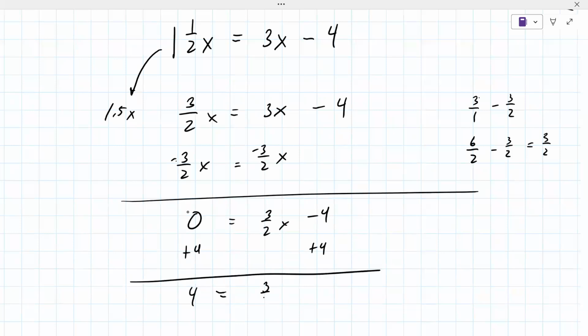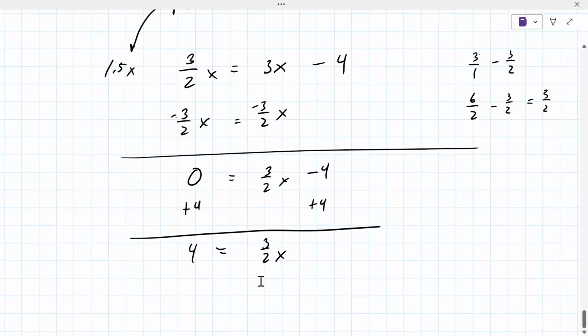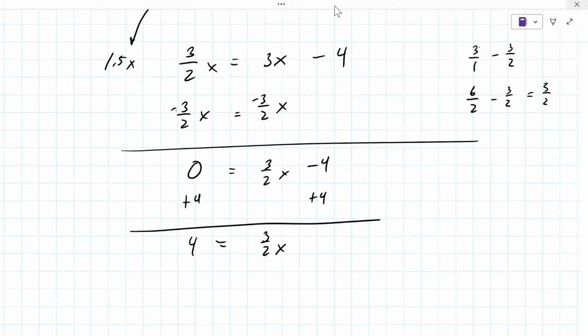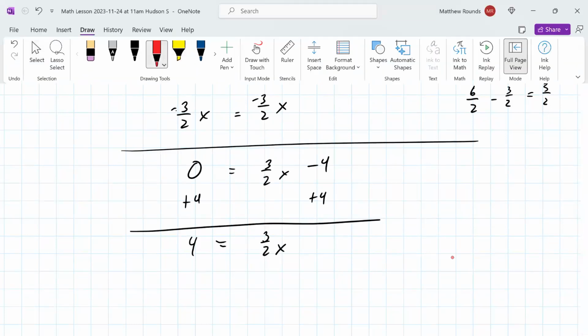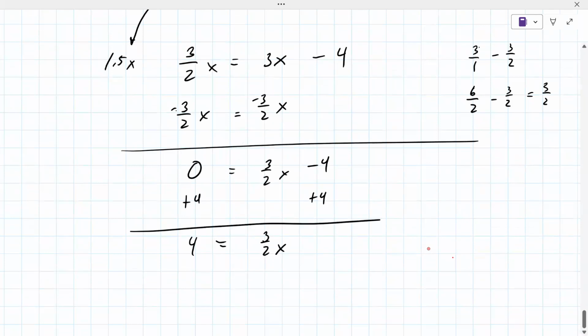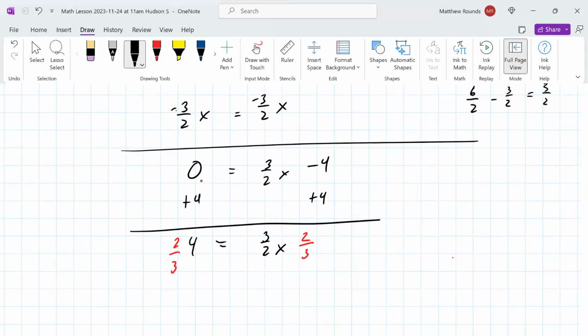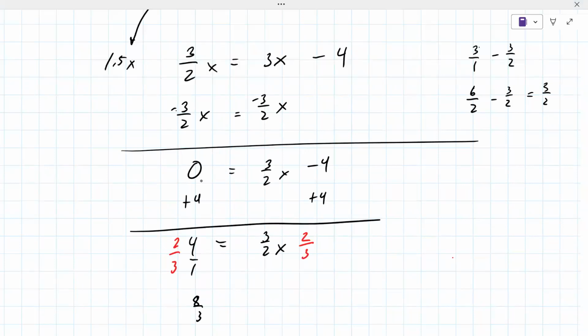4 equals 3/2 x. What do you do from here? What's the next step to solve this? How do you undo the 3/2? Multiplication by the reciprocal, yeah. And so it's really 4/1, so it becomes 8/3 equals x. And there you have it. All right. Yeah. Hey, you know what? Good job.